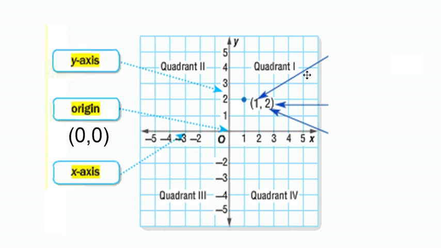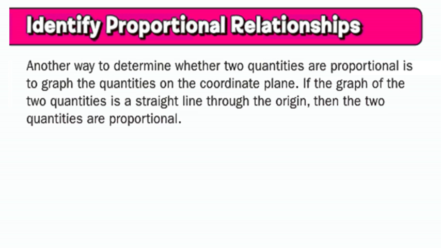Now, in the quadrants, the first quadrant right here is what we're normally used to graphing in. This is quadrant 1. To the left is quadrant 2. Bottom is quadrant 3 and quadrant 4. Identify proportional relationships. Another way to determine whether two quantities are proportional is to graph the quantities on the coordinate plane. If the graph of the two quantities is a straight line through the origin, then the two quantities are considered proportional.